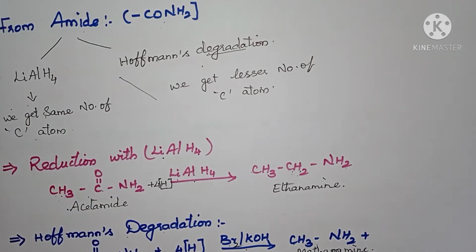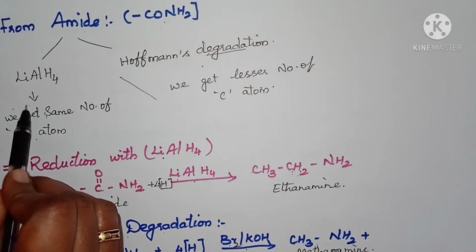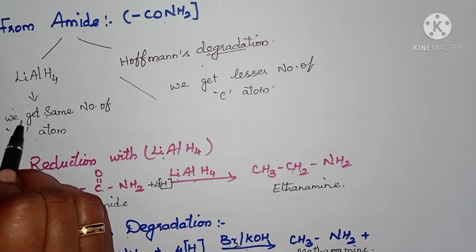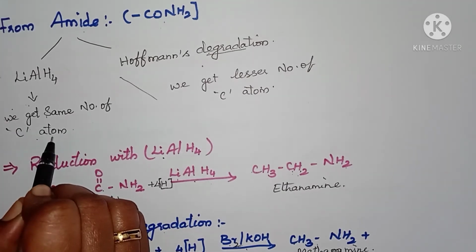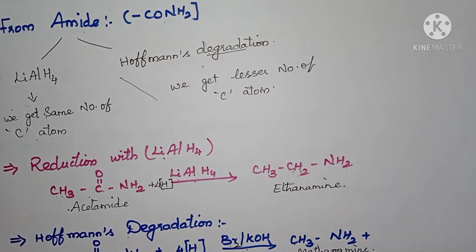How? There are two types. In the first type, lithium aluminum hydride. If you are using lithium aluminum hydride, that means the same number of carbons will be available. That means two carbons are there, so on the product side also two carbons will be available. Only what is changing is CONH2, that is the amide, changes to NH2, that's all.